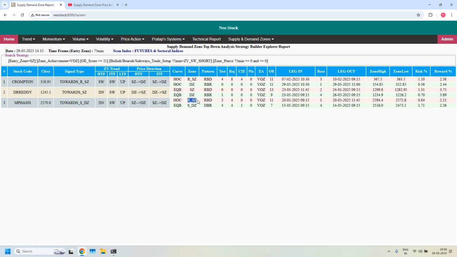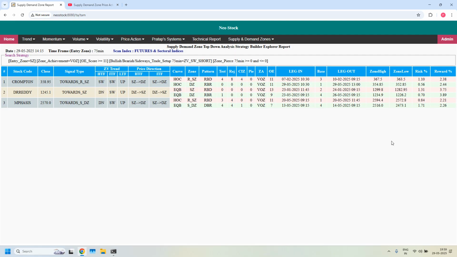Entry time frame zones are 75 minutes supply zone. See, this one is already tested 8 times. This one is already tested 4 times. So the sideways strategy is powerful. Of course, like any other zones, they also will be having some failure rate, but it's a powerful concept, sideways trade setup.